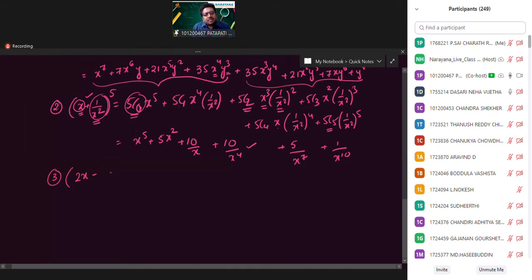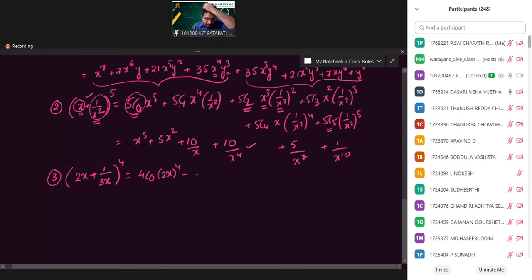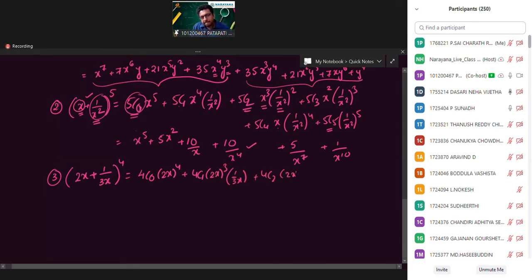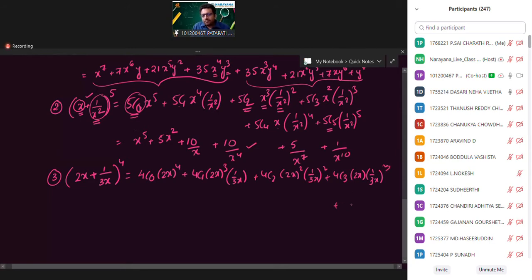So 2x plus 1 by 3x whole power 4, for example. 4c0 2x whole power 4, 4c1 2x whole cube into 1 by 3x, 4c2 2x whole square into 1 by 3x whole square, 4c3 2x into 1 by 3x whole cube, 4c4 1 by 3x whole power 4.